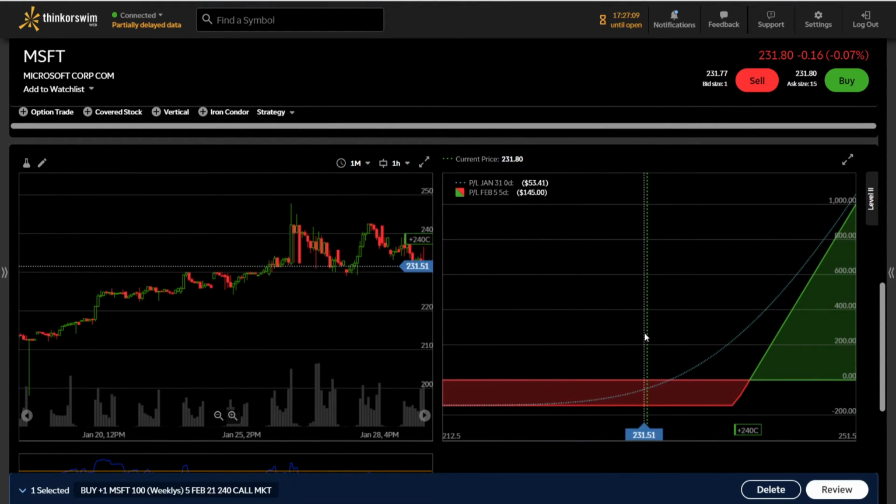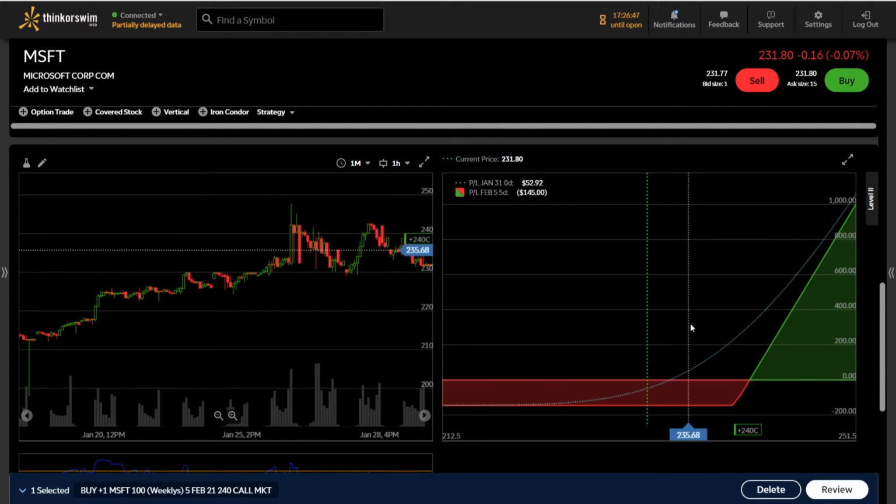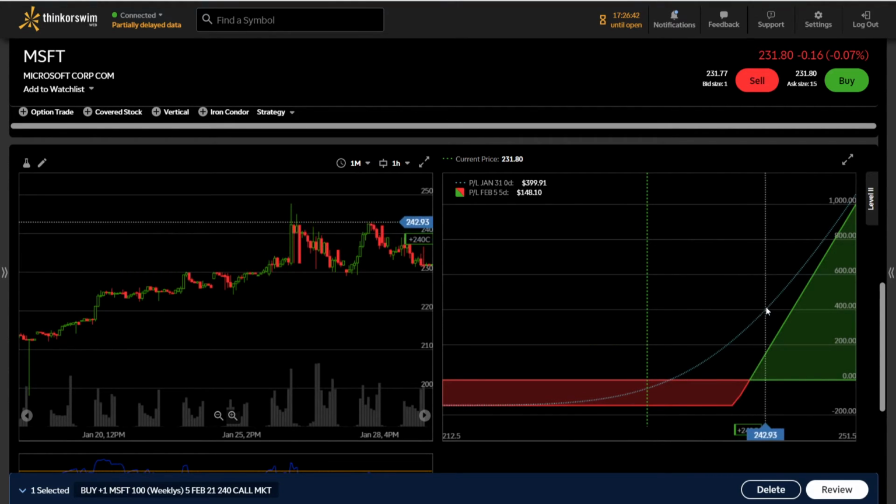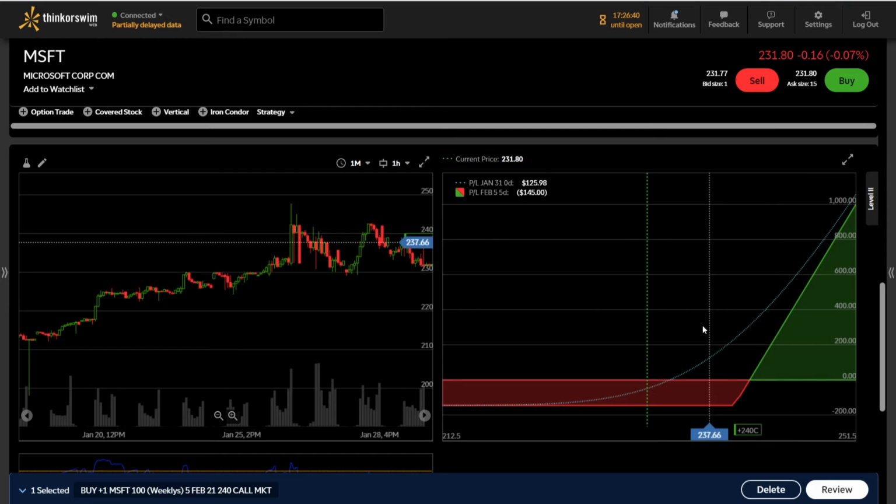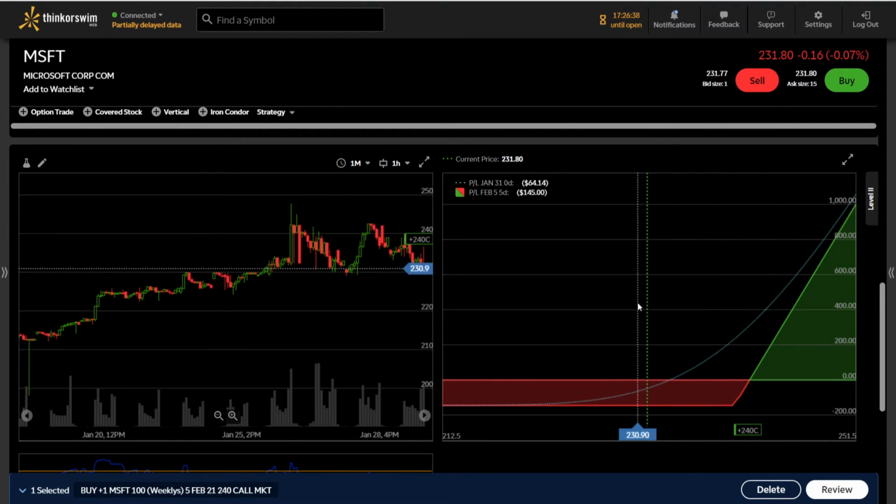And then TD Ameritrade also shows where your break even is. As you can see here, 233.92 is where we start to go positive based upon this particular day. So based upon today, if you went to 233.92, we would then start to make money on this. As you can see, it just continues to increase as the stock goes up. But if it goes down, you can see we start to lose money there as well.